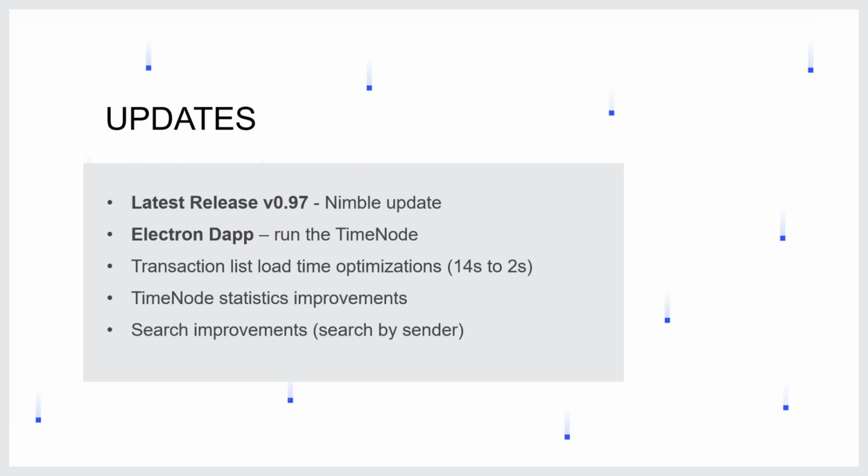Apart from the Electron Dapp, we also have the addition of the search improvement, such that you can now search by the sender, and also we have improvements like the transaction list optimization, such that when you want to load the transaction list, it is now reduced from taking about 14 seconds to taking just around 2 seconds. Blazing fast. Yes, actually, Logan even mentioned that it's probably getting too fast for the network.